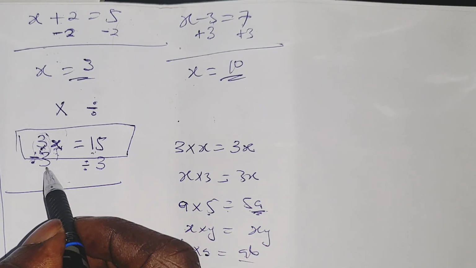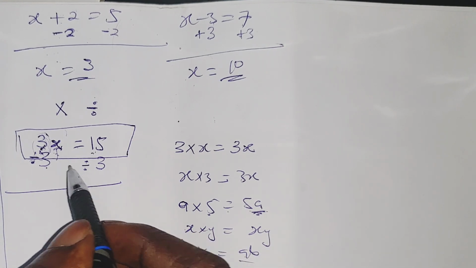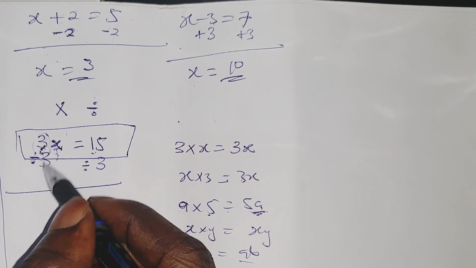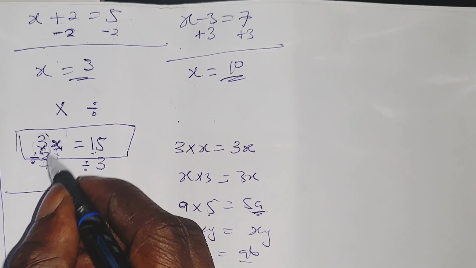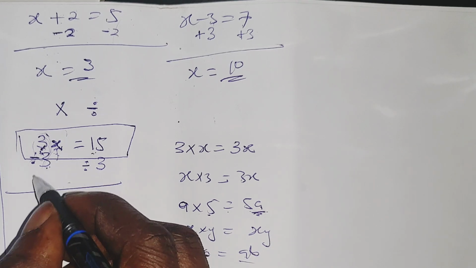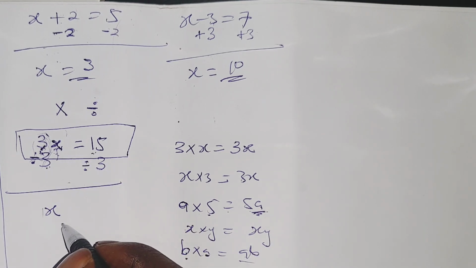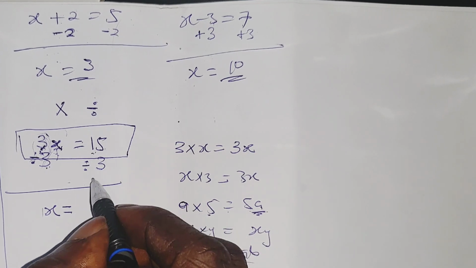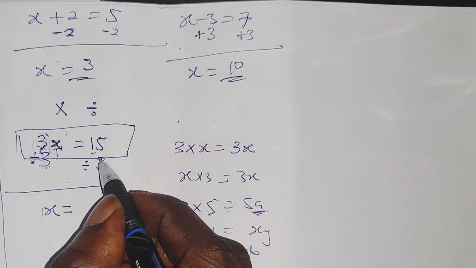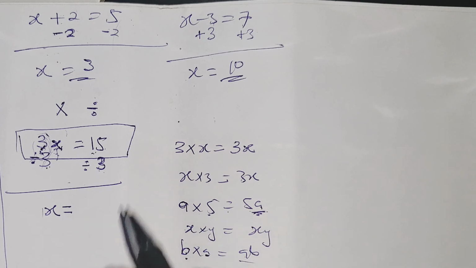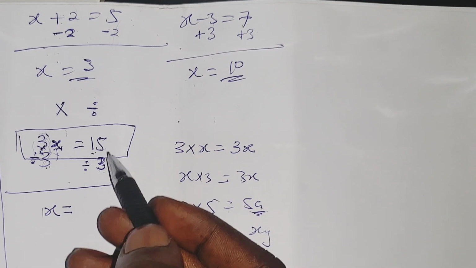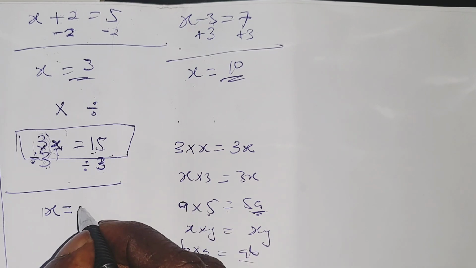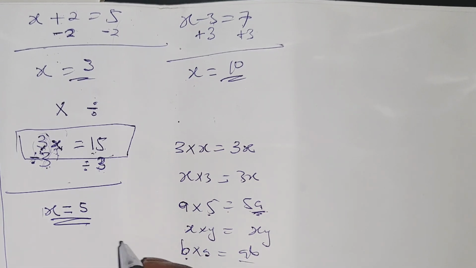So 3 divided by 3 is 1. When 3 people share 3 things, everybody will get 1. So that becomes 1. And we can just maintain x here because we don't have to write 1x. So we just write x. Then we bring the equal to 15 divided by 3. If you ask 3 times what gives you 15, that's the meaning of 15 divided by 3. So if we say a multiplication table from 3, you will see that 3 times 5 gives you 15, and that becomes the answer.